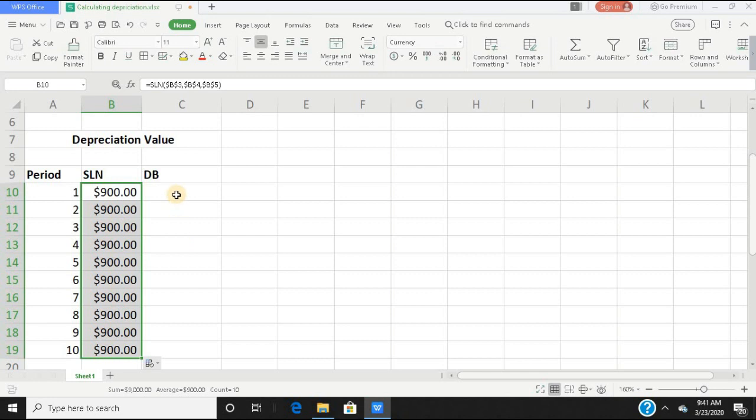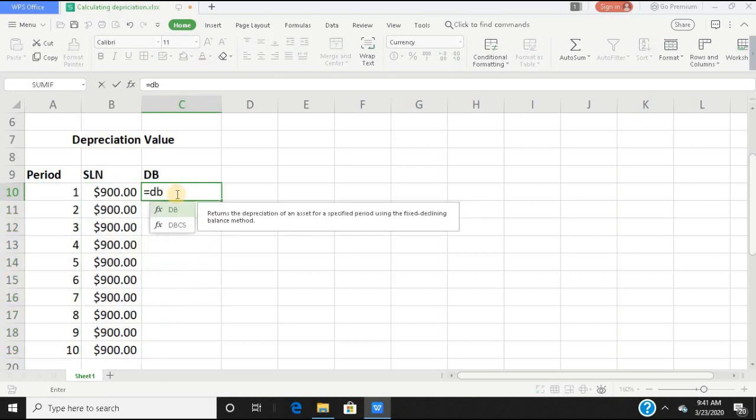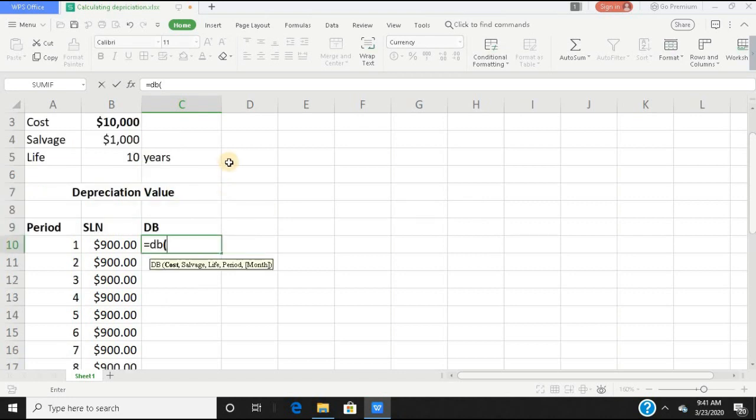Now we'll go to the diminishing balance method. Now the basic function is DB. Okay, so start with the cost. The cost is 10,000. Again, you need to freeze it because we would like to drag it and you don't want the values to change. Then you have the salvage value. Again, the same thing, freeze it. Then the life is 10 years, freeze it.